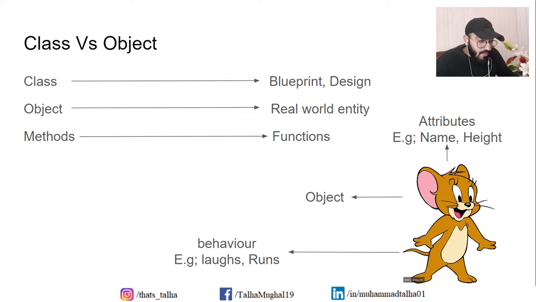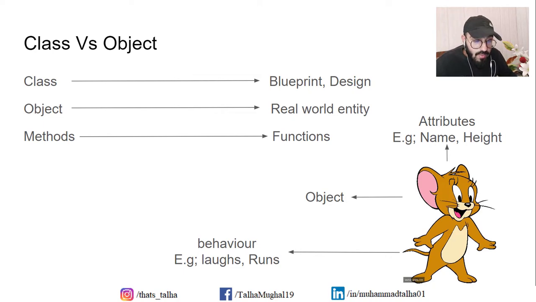For example, here we have a very funny looking cartoon character called Jerry from Tom and Jerry. Now this is something that I can call an object. Now this object has two things. The first one is attribute and the second one is behavior. Now the attributes are something that will define this object. For example, we can give a name to this character. For example, we can call it Jerry, and we can also define its height. Now we will give this data to this object using variables. So we can also say that these attributes are called variables.